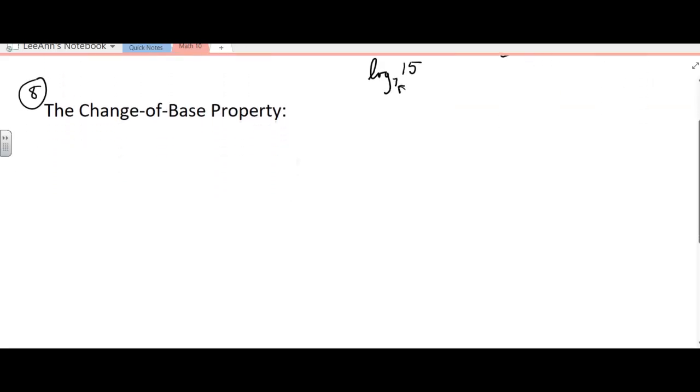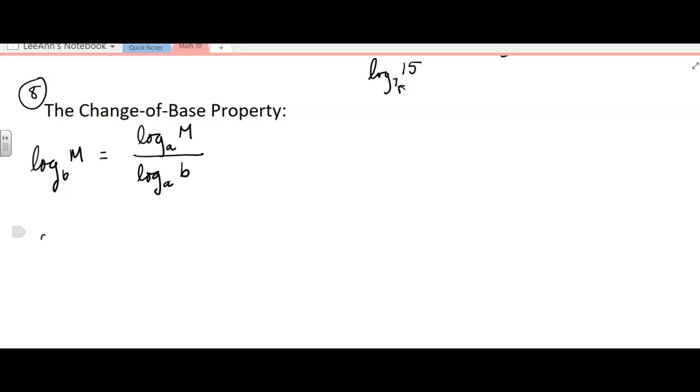Okay, so the change of base property says this. If you have a logarithm, base b of m, you can split that into two logarithms: log base a of m divided by log base a of b. So what this a is, it's a new base, and it can be whatever base you want it to be. It can be base 10, or it can be base e, or it can be base 25 if you wanted it to be. So that's where the flexibility comes in.